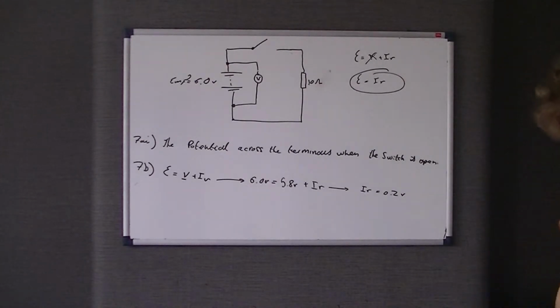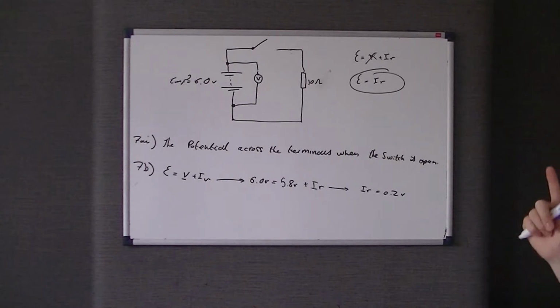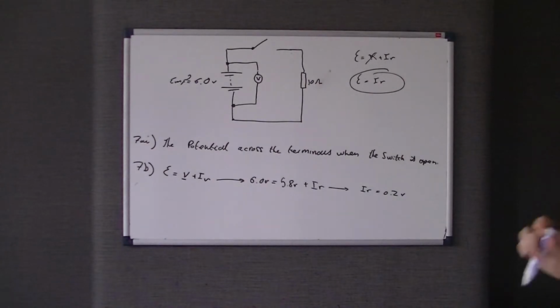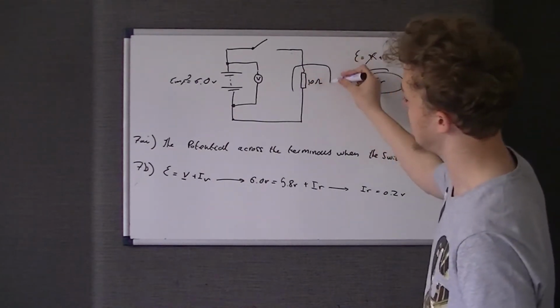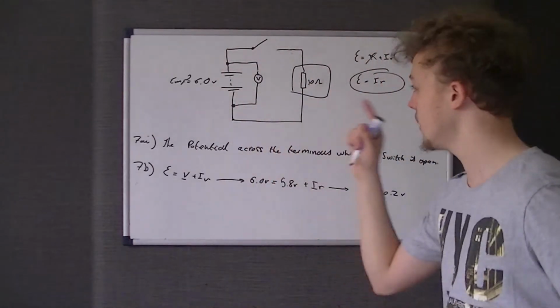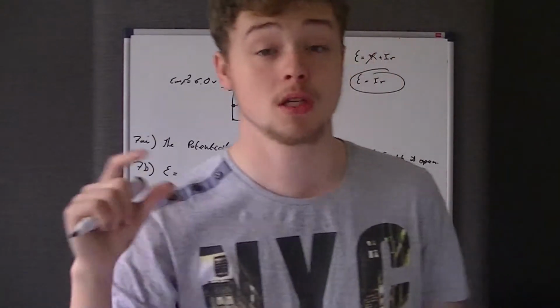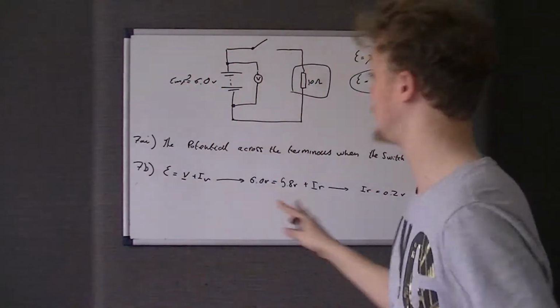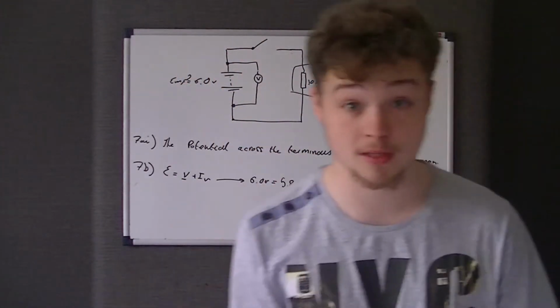So, what does that tell us? Well, we still need to work out the current. Now, what is the current? Well, we need to look at this 10 ohm resistor. When the switch is closed, this V is now measuring the terminal potential difference of, in other words, this 10 ohm resistor.